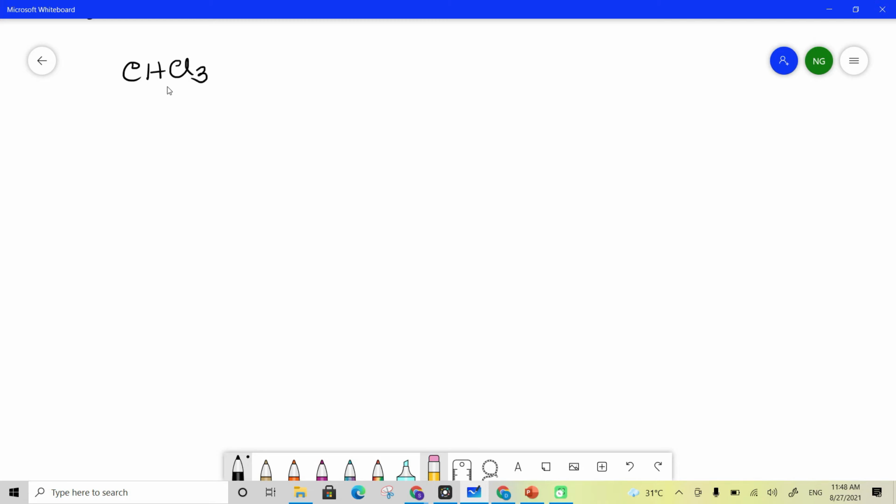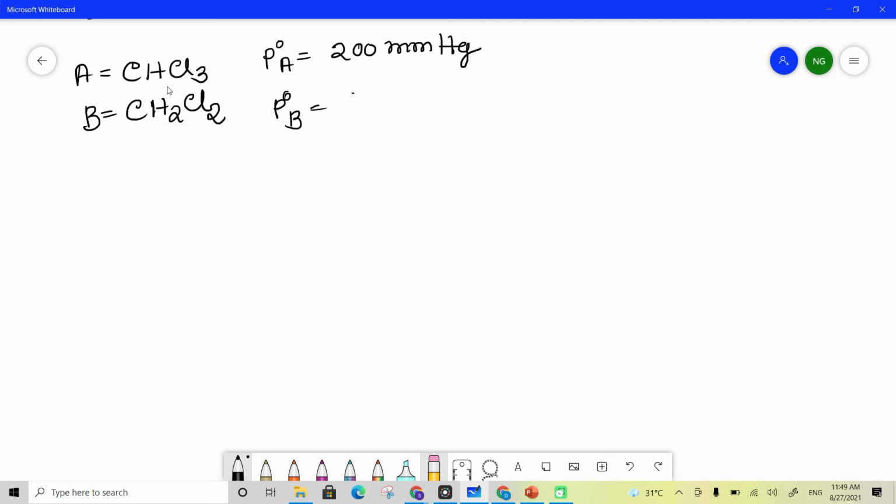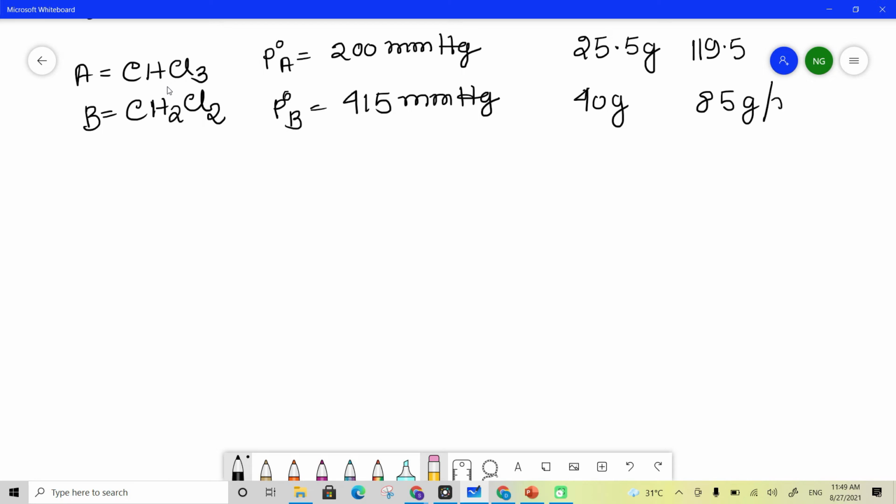So now let's do the examples. Here we will take two substances. One is CHCl3 and the other is CH2Cl2. We can take the first as A and the second as B. What is the vapor pressure? Vapor pressure P0A is 200 millimeter Hg, and vapor pressure of B is 415 millimeter Hg. Again, we are taking the amounts like 25.5 gram and 40 gram. Another thing we can take is the molecular weight, 119.5 and 85 gram per mole.